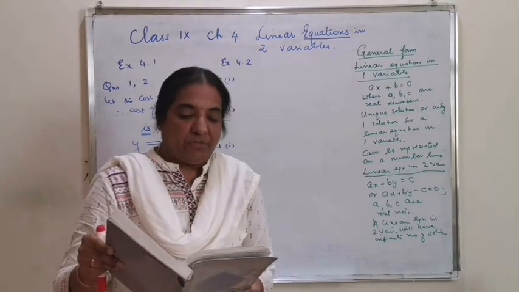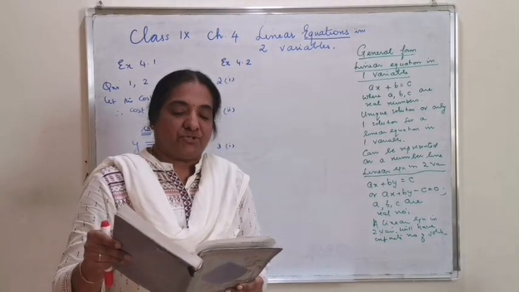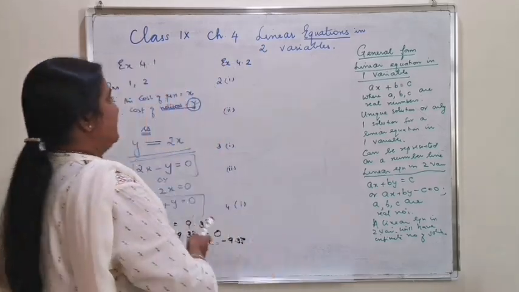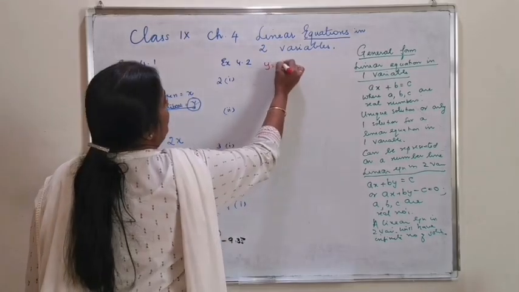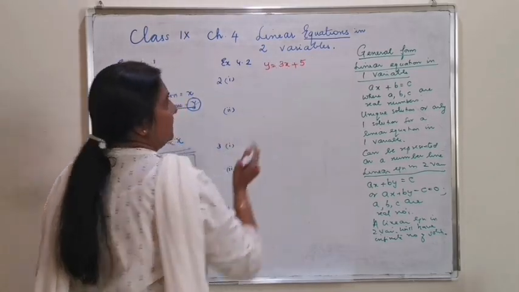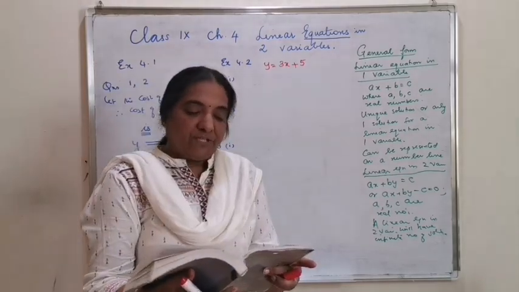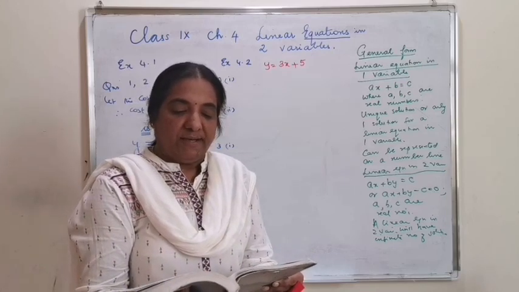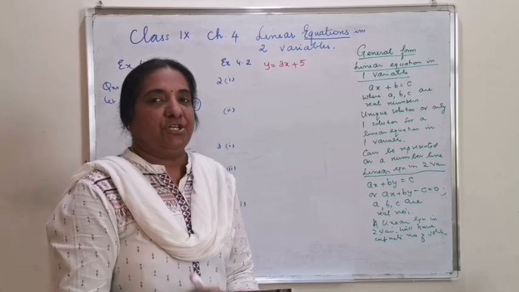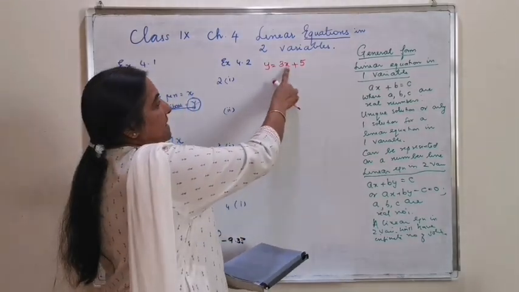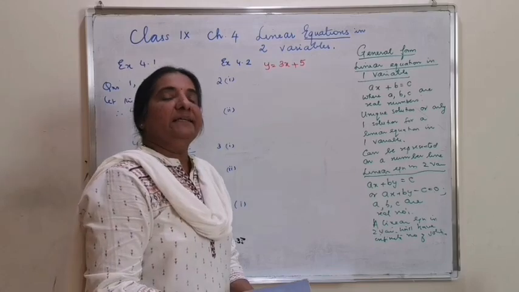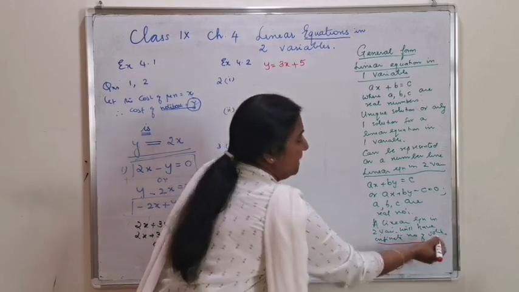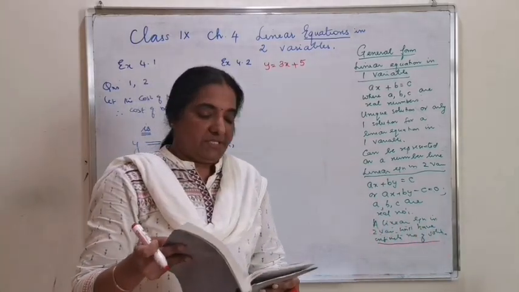Exercise 4.2, question number 1. Which of the following options is true and why? They have given an equation y is equal to 3x plus 5, and which of the following statements is true? It has a unique solution, only two solutions, or infinitely many solutions. Identify that this equation has two variables, which proves that it is a linear equation in two variables, and a linear equation in two variables will have an infinite number of solutions.